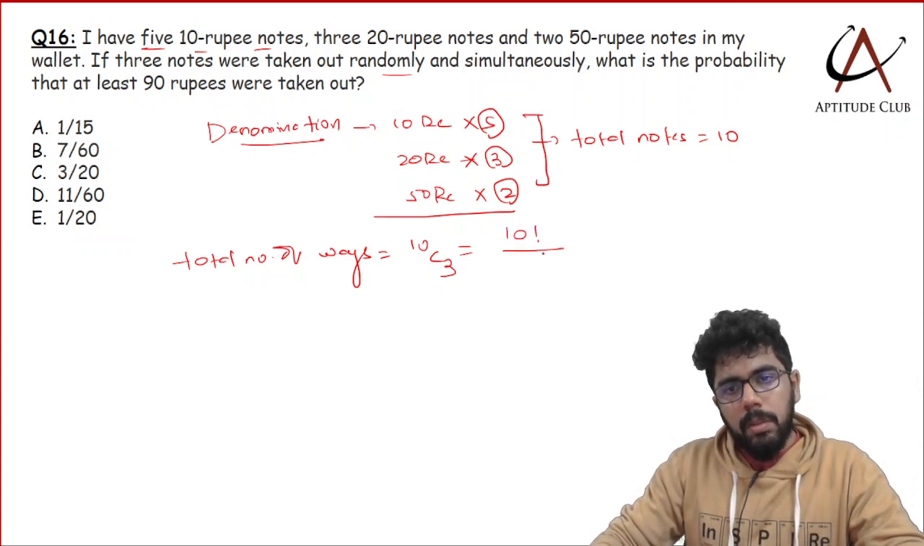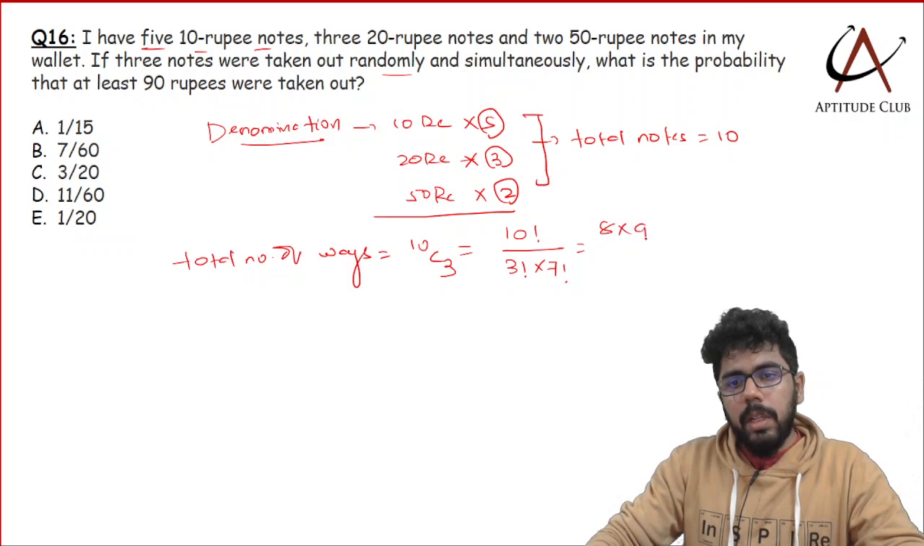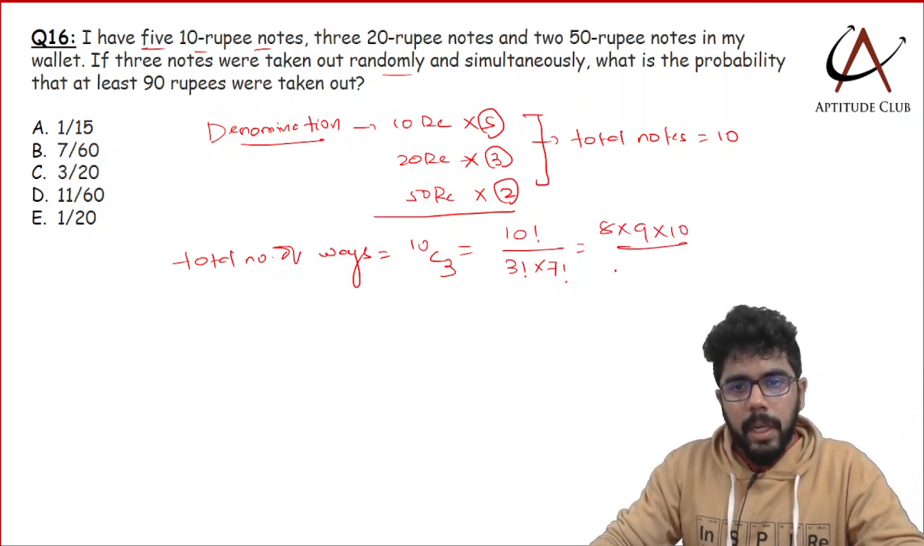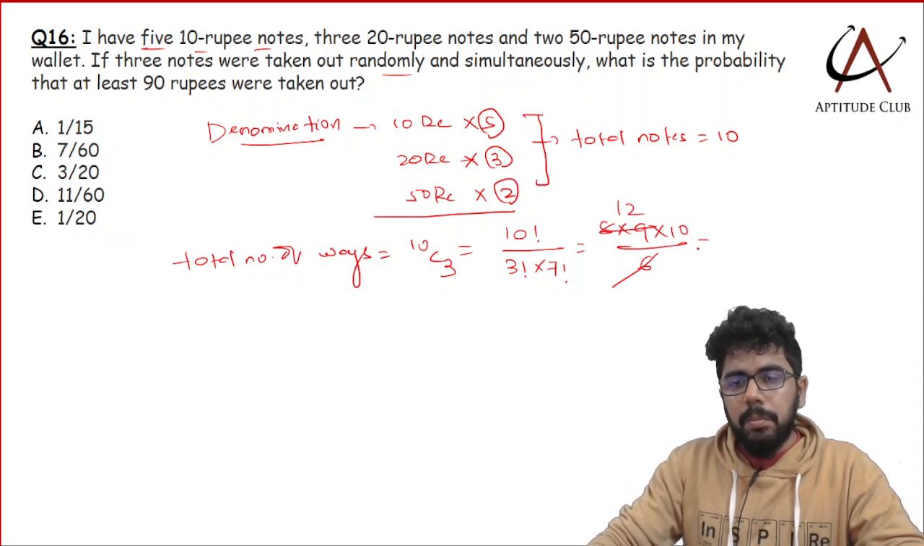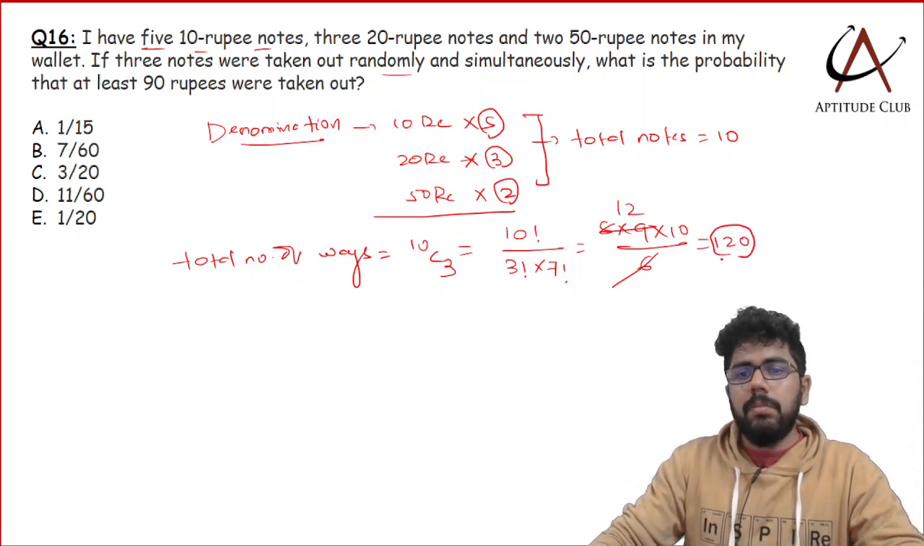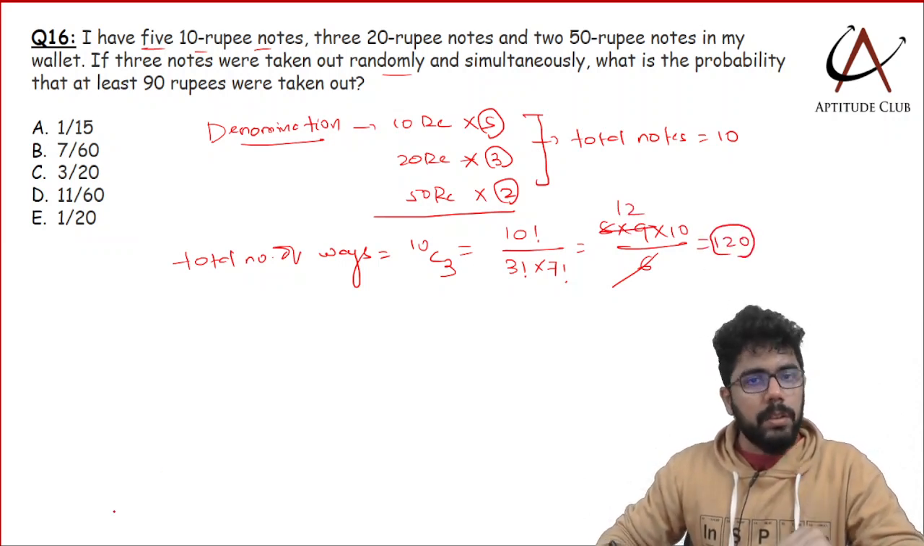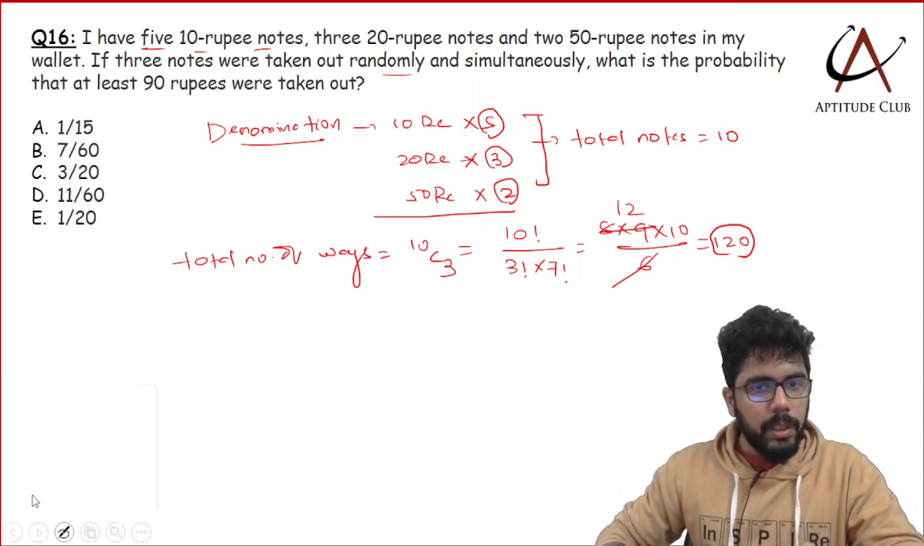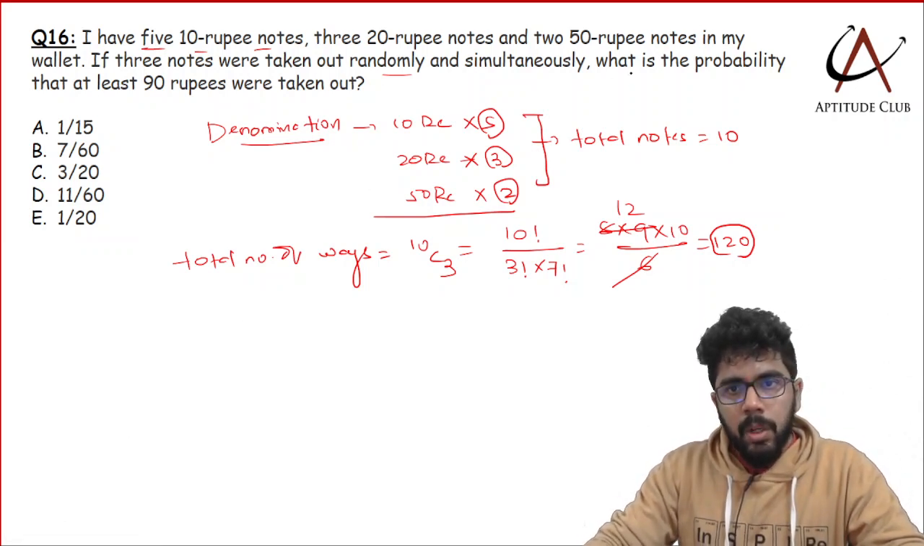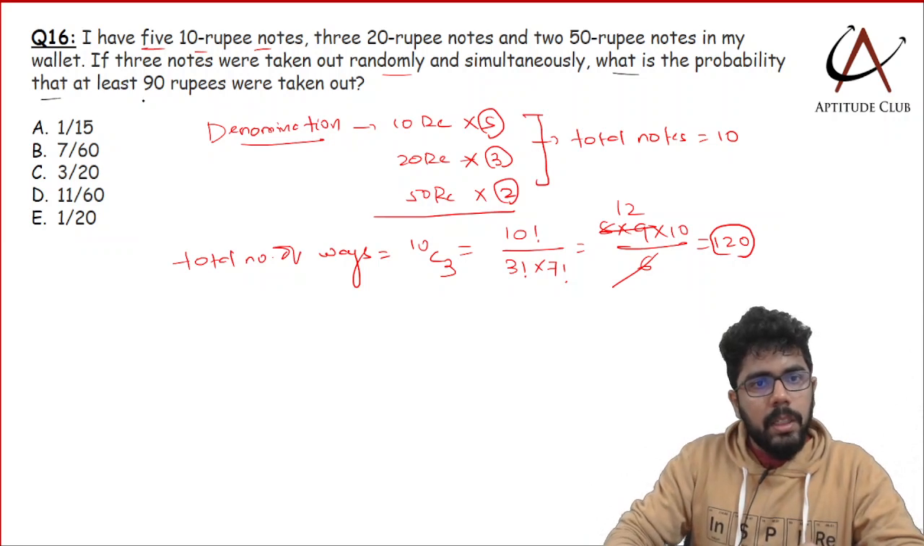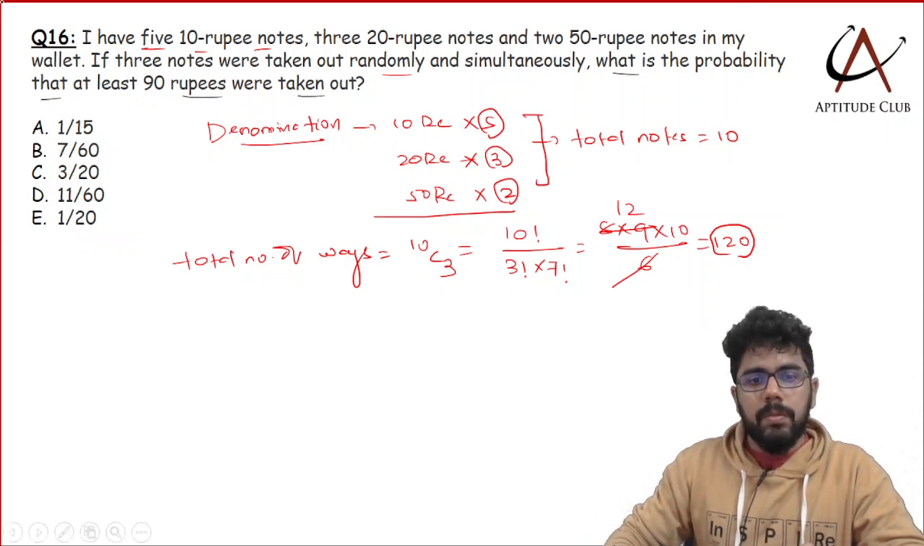So 10 factorial by 3 factorial into 7 factorial. So I'll get 8 into 9 into 10 by 3 factorial, which is 6. So I can select any 3 notes at random in 120 ways. But out of those 120 ways, what is the probability that at least 90 rupees were taken out?